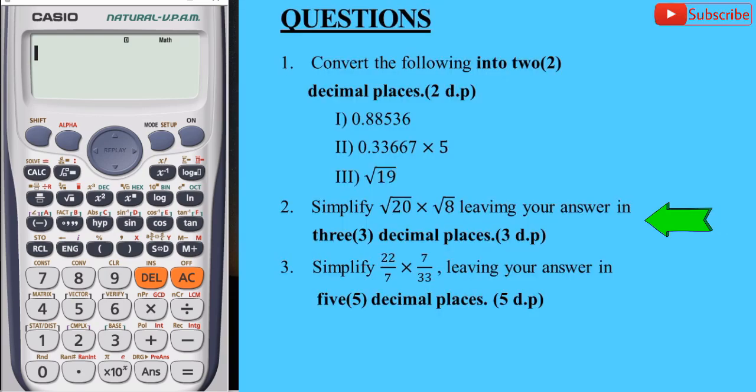So for our second question, we have to simplify square root of 20 times square root of 8, leaving our answer in 3 decimal places. So what I have to do is to input that expression into the calculator. So we have square root of 20. I use the arrow key to navigate out of the square root sign, times square root of 8. Afterwards, I tap on the equal to sign.